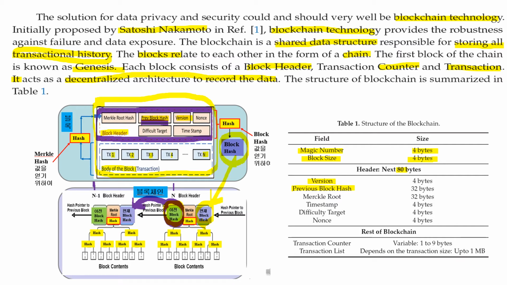Okay, and the Merkle root. This is the Merkle root. This can be calculated. The input of the hash function is all the transactions in the body of the block. So the output of the hash function is this Merkle root. Okay, Merkle root.